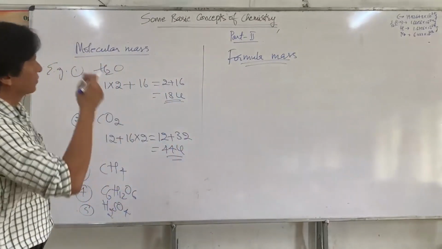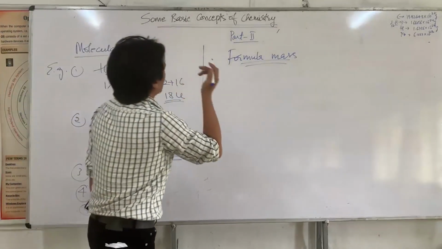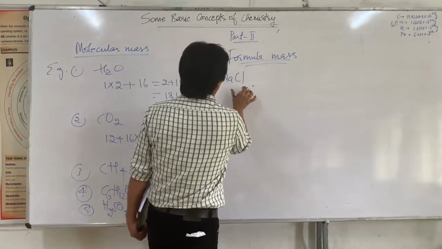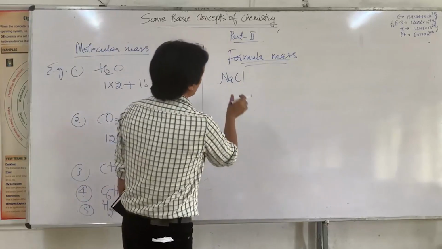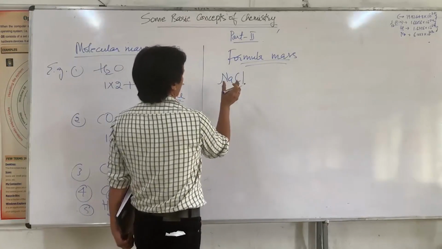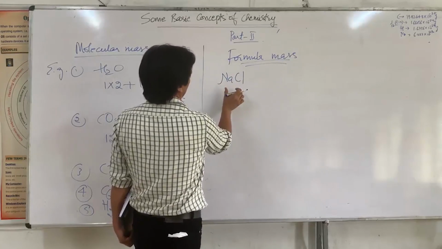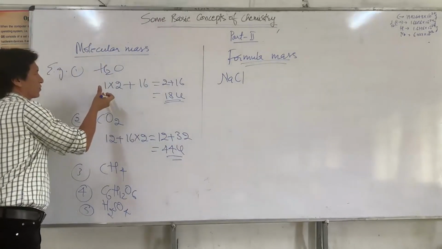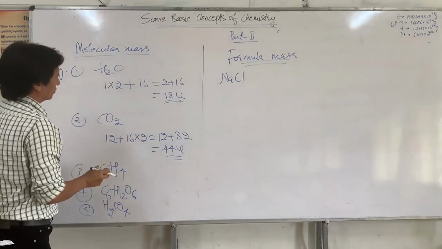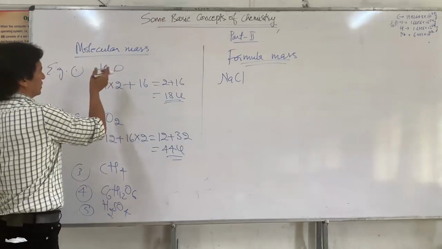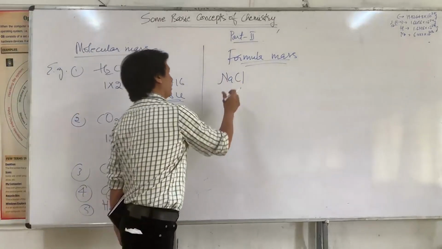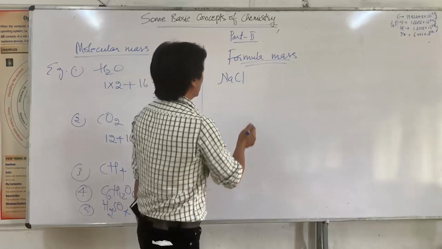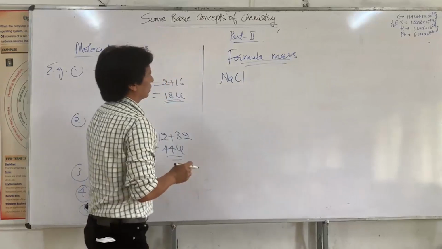To find the formula mass of a compound, let's take NaCl. These are ionic compounds. In the case of ionic compounds, you will call the mass of one entity the formula mass. In the case of covalent molecules, you have sharing of electrons. There is no positive or negative charge on these atoms as such. But in the case of ionic compounds, you have separate positive and negative charges. So these are called ionic compounds, and their mass is called the formula mass.